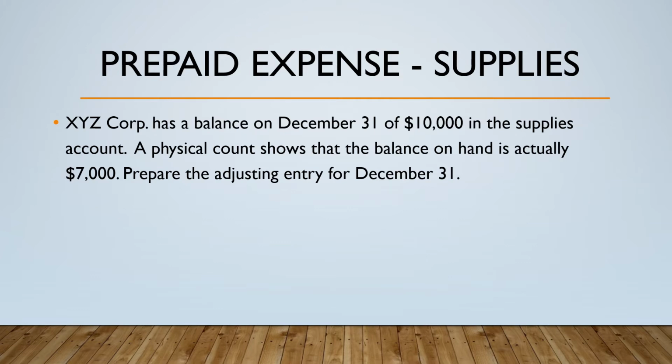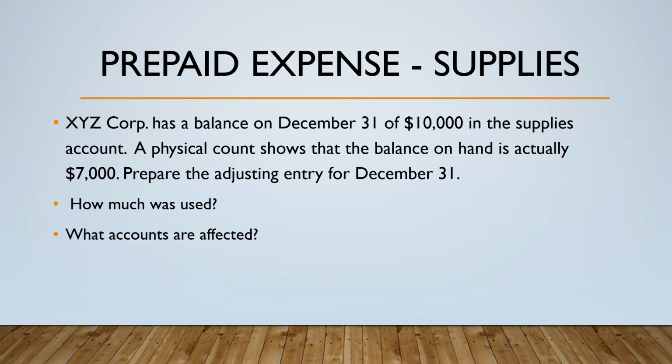So the things and questions we need to ask first is, well, how much was used? If the trial balance shows $10,000 and a physical count shows there's only $7,000, this means that $3,000 were used during the period. The next question we need to look at is what accounts are affected.